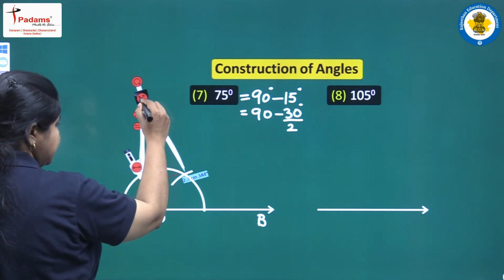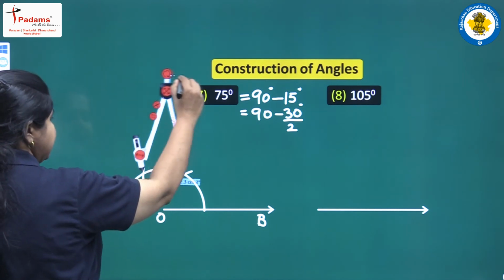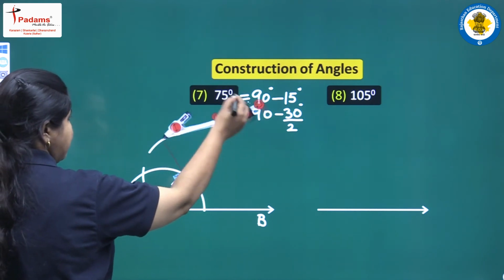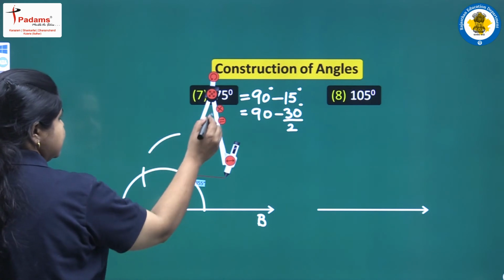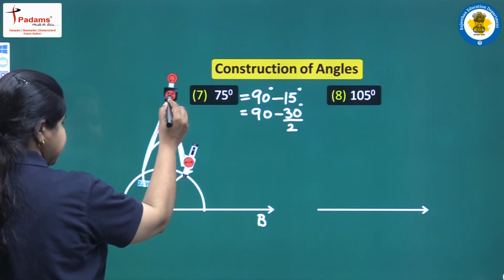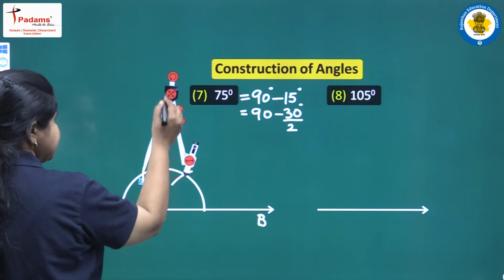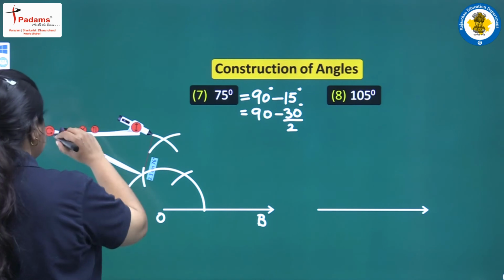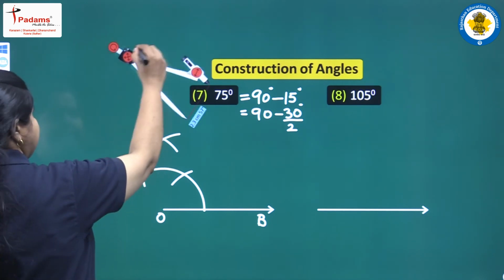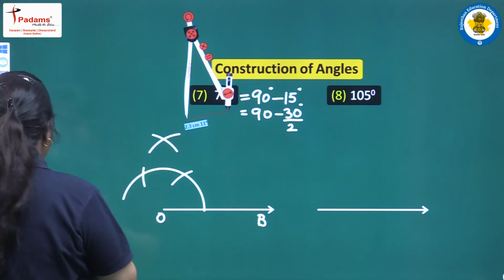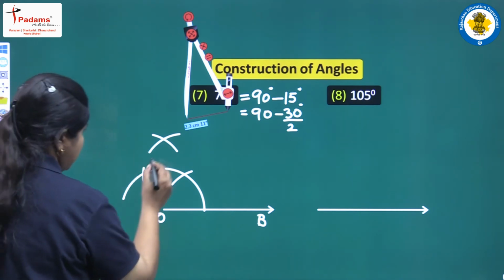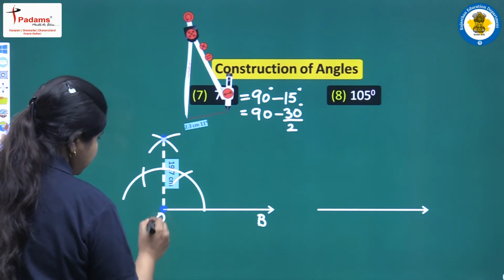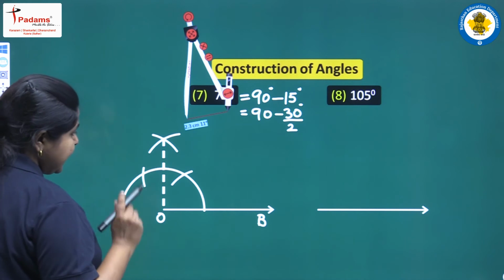Again we will keep the pointed end at this point, and with the same radius I am drawing one more arc, and again interchanging the two ends, keeping the pointed end at this point, and with the same radius draw an arc in this way. What you get is again an angle of 90 degrees. So first let us draw the dotted line for 90 degree. In this way we get an angle of 90 degree.